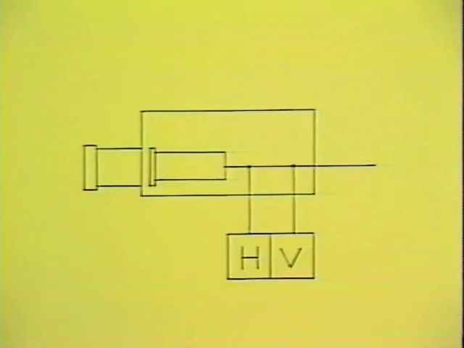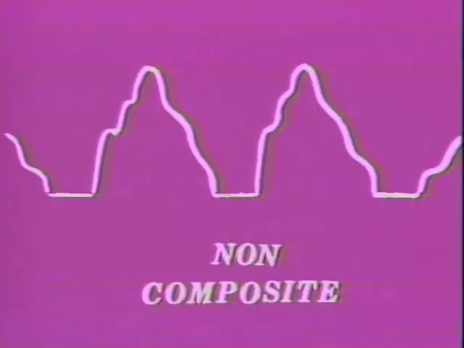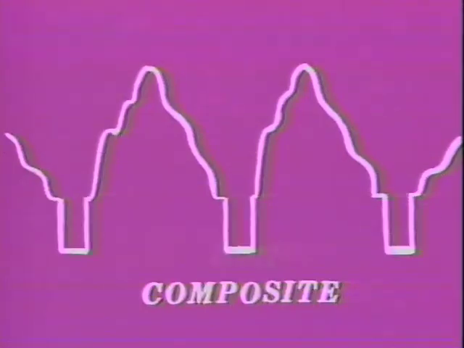The outputs of the vertical and horizontal oscillators were simply added to the video signal before it left the camera. So the video signal changed from this to this. These pulses added to the video information are called synchronizing pulses, or sync pulses for short. Without the sync pulses, it is called a non-composite video signal. With the sync pulses, the video signal is called a composite video signal.